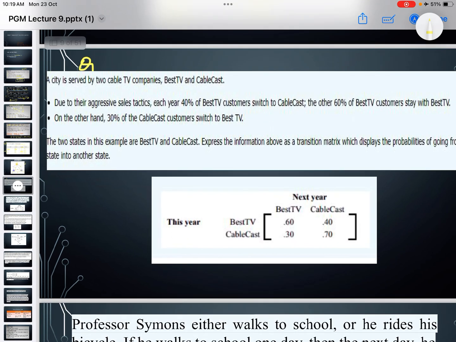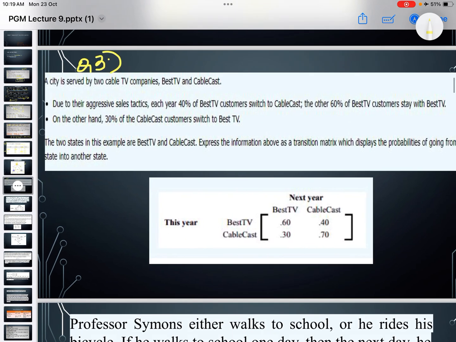Let's see the next question. Question number 3. A city is served by 2 cable TV companies, Best TV and Cablecast. Due to their aggressive sale tactics, each year 40% of the Best TV customers switch to cable TV. So today they are Best TV customers, tomorrow they will become cable TV customers. How many are there? 40%, that means 0.4. Today you are Best TV, tomorrow you become Cablecast, it is 0.40.